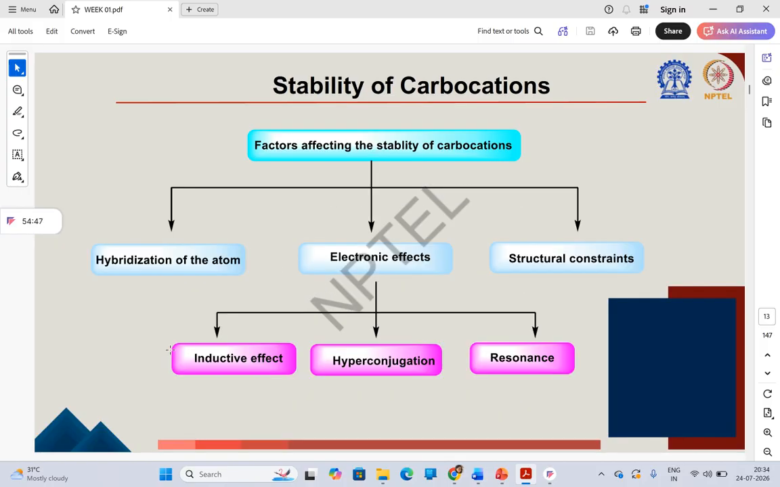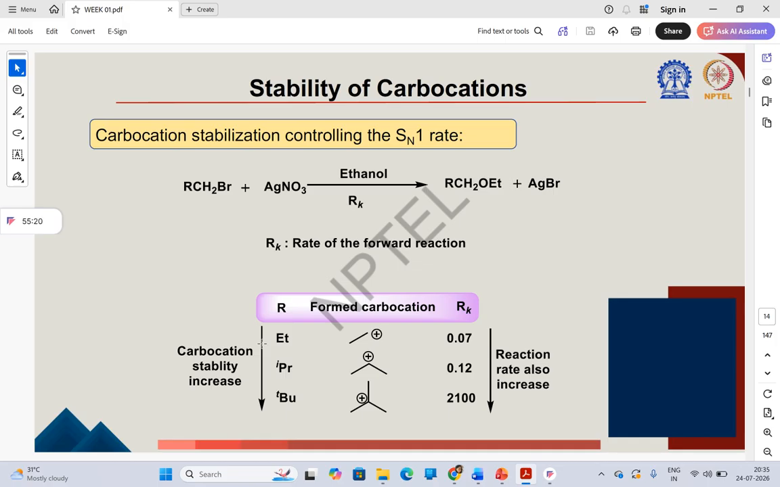Now let's talk about the stability of the carbocation. Carbocation stability depends on various factors. The first one is the hybridization of the atom. As we have discussed earlier, the geometry of the molecule changes, so the stability also changes, right? Then the next one is the electronic effect, and then the structural constraint. Let's talk about the electronic effects. Electronic effects include the inductive effect, hyperconjugation, and resonance. We'll discuss everything one by one.